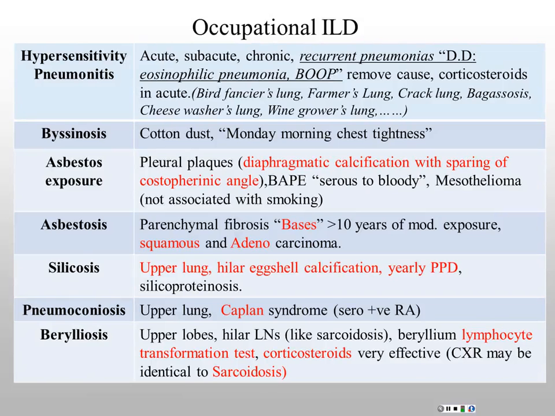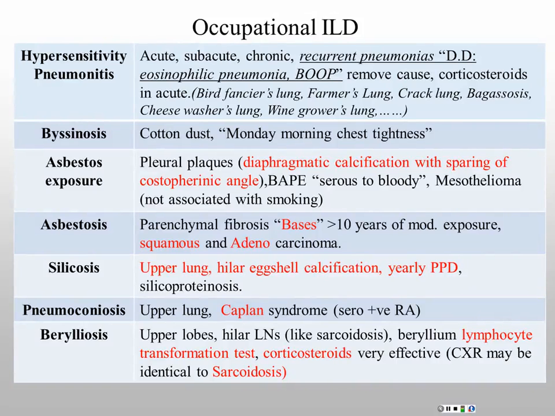Occupational interstitial lung disease, these are some tips for the exam. Hypersensitivity pneumonitis can present as acute, subacute, or chronic. When it presents as chronic, it may look like pulmonary fibrosis, and it's difficult to differentiate between it and pulmonary fibrosis, except for the history. It takes different names depending on the agent the patient was exposed to, but all of these are basically hypersensitivity pneumonitis.